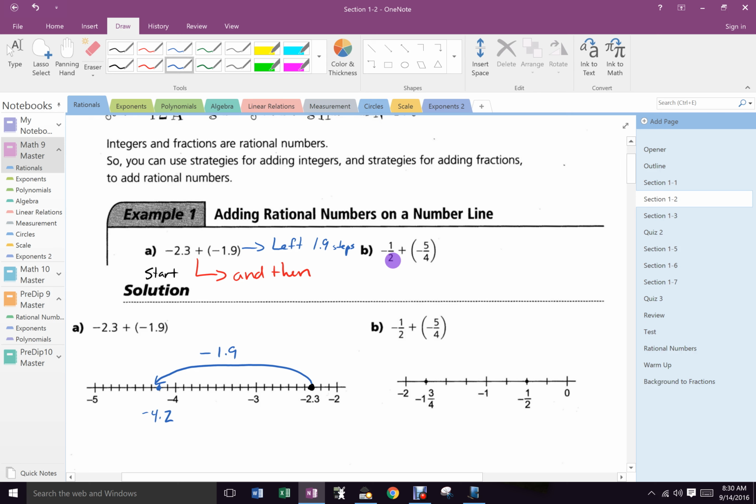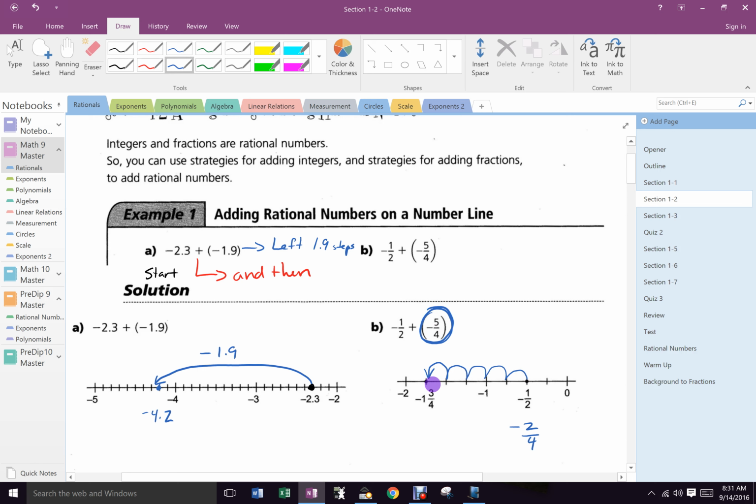Okay, so let's look at this one. Where do I start? Negative 1/2. I've given you that starting point, right? Now, this is weird because what is this split into? Is it split into halves, thirds, what? This is quarters. So negative 1/2 is also negative 2/4. That's what we talked about yesterday, changing the look of fractions but keeping the number the same. So why is it split into fourths? Because my and then is fourths. So I got to go down five of them. One, two, three, four, five to get to my final answer.